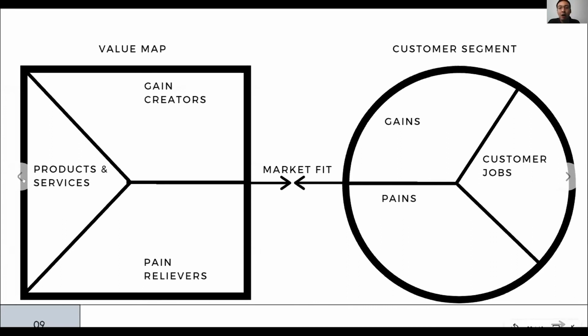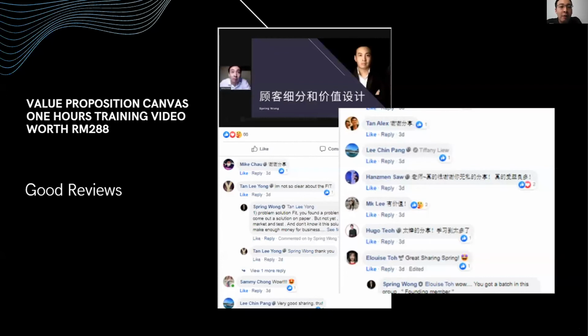Okay, next thing. Now I want to share with you this value proposition canvas 1 hour training that I have. I started this training during the MCO itself. It actually helped a lot of people. I also have a full paid course now, but this is a free one. You can see a lot of people commenting that this is a very good sharing. I share in Mandarin, so I'm sorry if you don't understand, but the video is in Mandarin. You see a lot of people say great sharing, and thank you. I want to give you this, but I want you all to take action now. It's not just given to you. So what kind of action do you want to do before you can get this? Let me show you the next page.